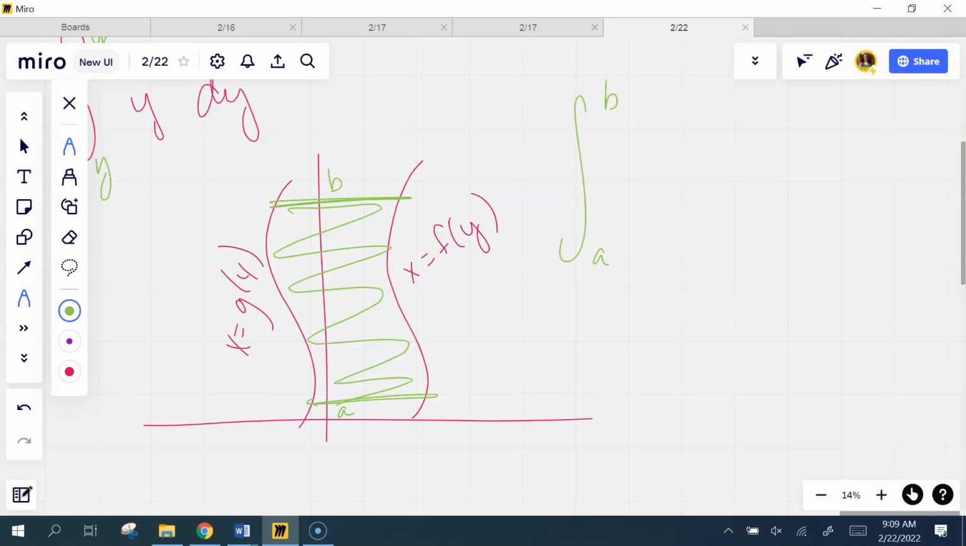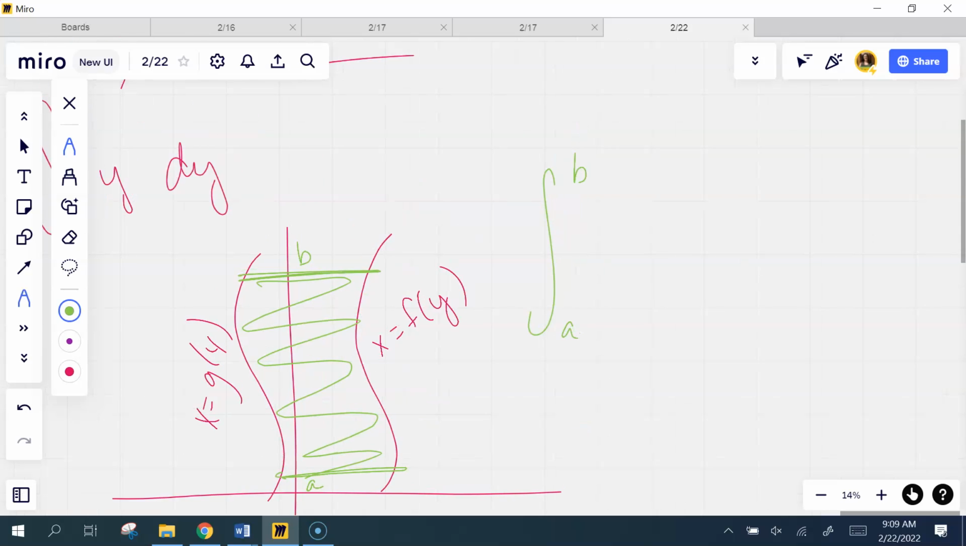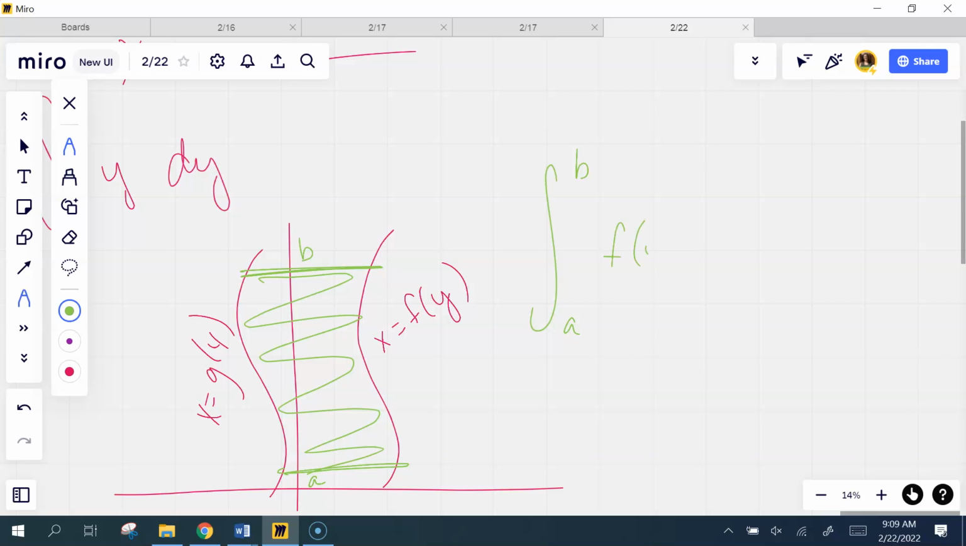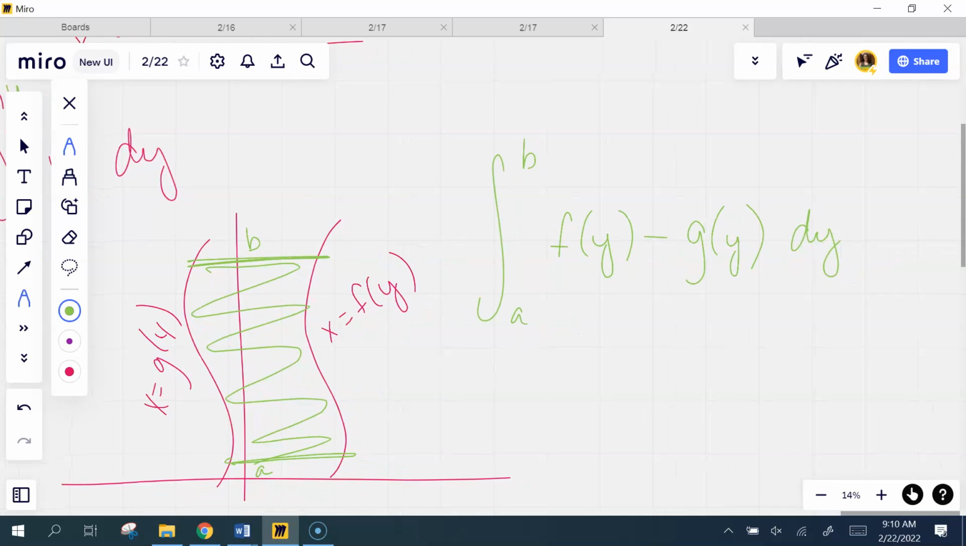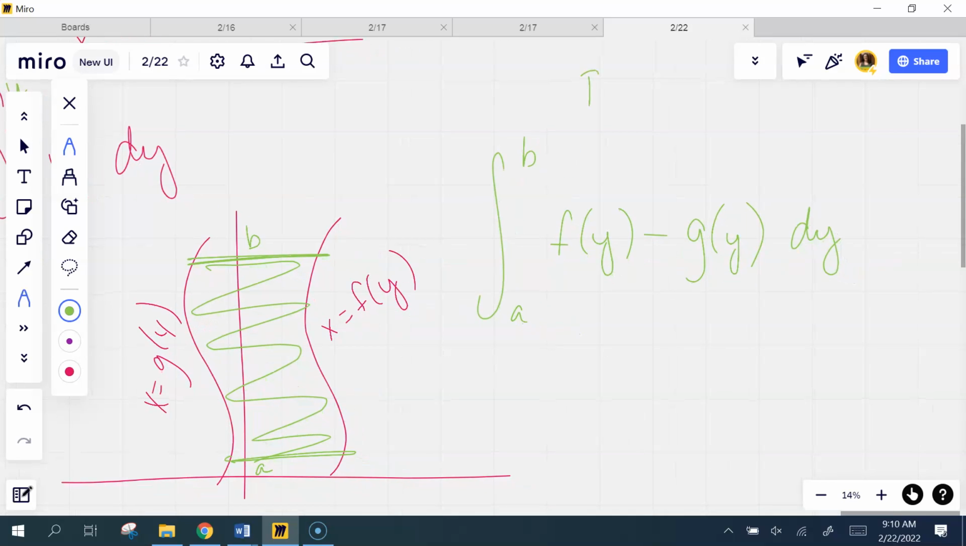With respect to x, I do top minus bottom. When I'm with respect to y, I'm going to do right minus left. So this would be f of y minus g of y. So right minus left.